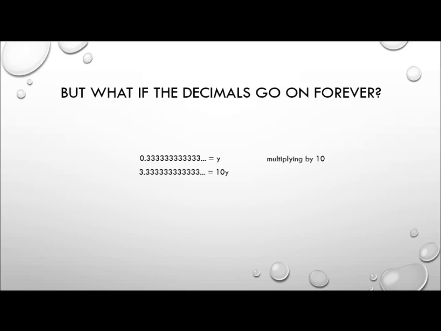Well, here, algebra comes to the rescue. If we take, say, 0.33333, where the threes go on forever, if we call that value y, and then we multiply y by 10, then 10y is 3.33333, going on forever. Remember, to multiply by 10, we just move the decimal point one place to the right.